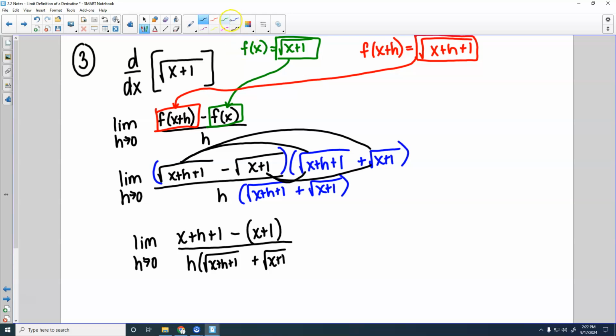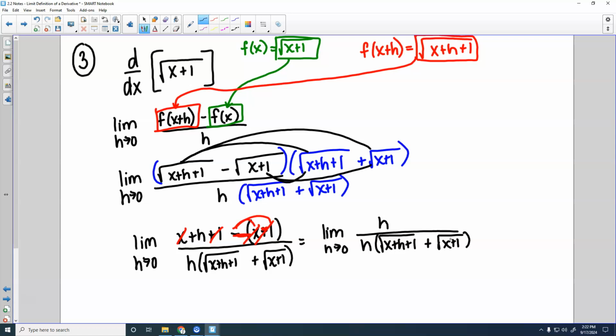All right. Then I can distribute this negative right here. It's going to make that x right there negative. It's also going to make that 1 right there negative. And you're going to have some stuff cancel. So x and x cancel, and 1 and negative 1 cancel. So that is going to just leave us with the limit as h approaches 0 of the only thing left on top is h. On the bottom we've got h times square root of x plus h plus 1 plus square root of x plus 1, like so.